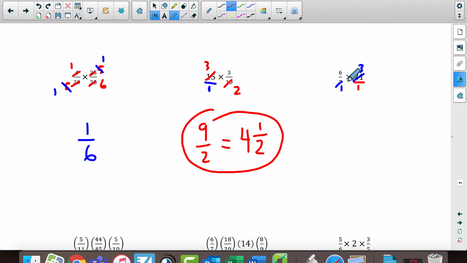Okay, now we can multiply. 6 times 3 is 18. 1 times 1 is 1. All right, this is good. It's right. If it's 18 over 1, do you know what I want you to write? Just call it 18, right?